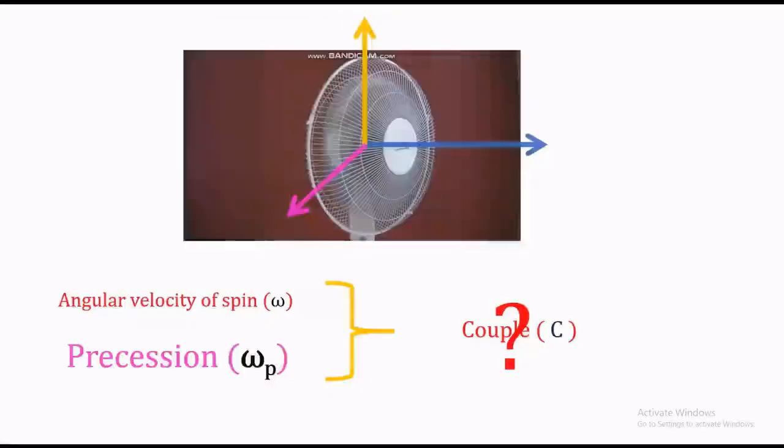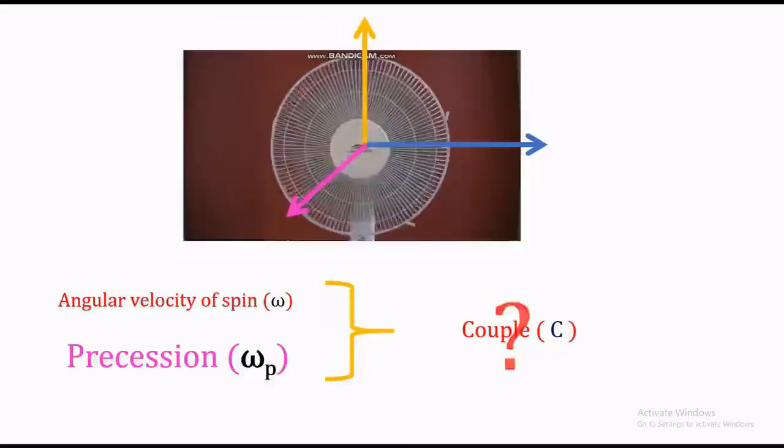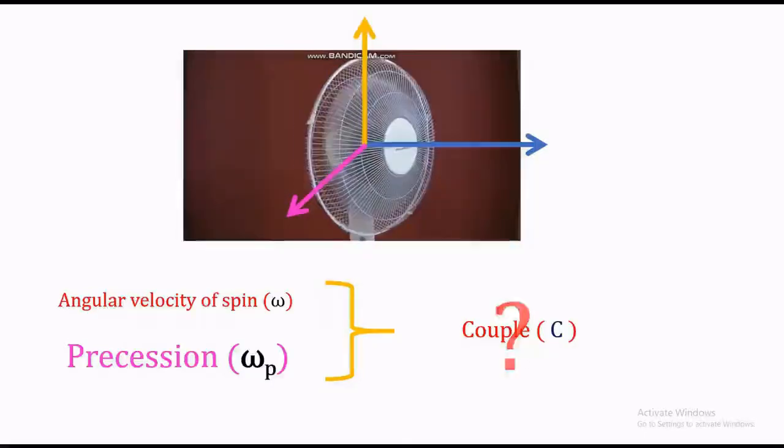Now we come to that question that was asked in the end of the previous lecture. Will the angular velocity of fan's blade and its oscillation about the vertical stand create a couple? Did you think about it? Did you search for the answer? If not, no problem, we will discuss it in this video. But before that, if these omega and omega p create a couple in the system, we have a serious problem in it.